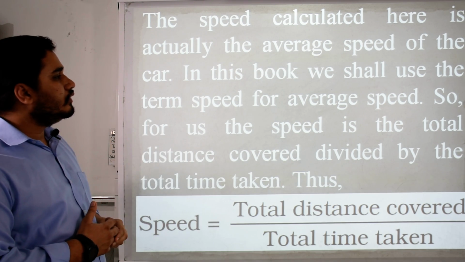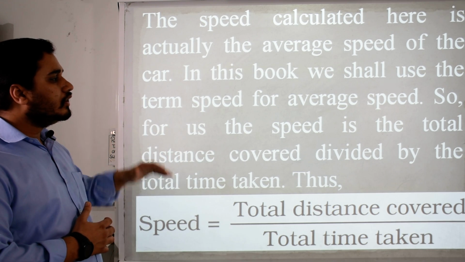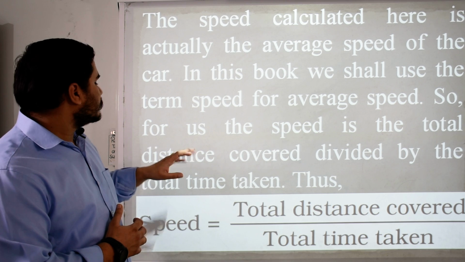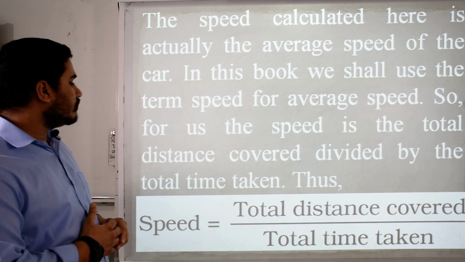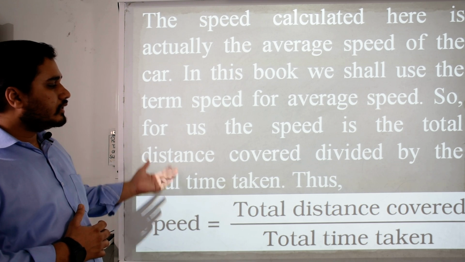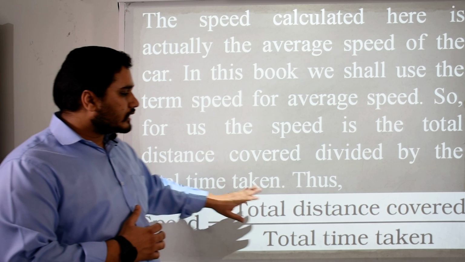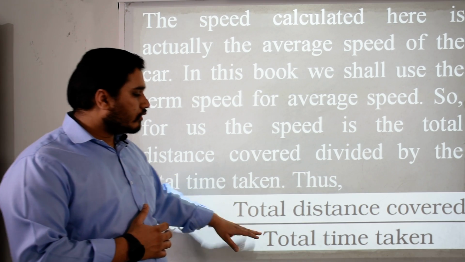In this book, we shall use the term speed for average speed, that is, from the starting position to the ending position. So, for us the speed is the total distance covered divided by the total time taken. After these definitions, we can easily recognize the formula of speed: total distance covered divided by total time taken.